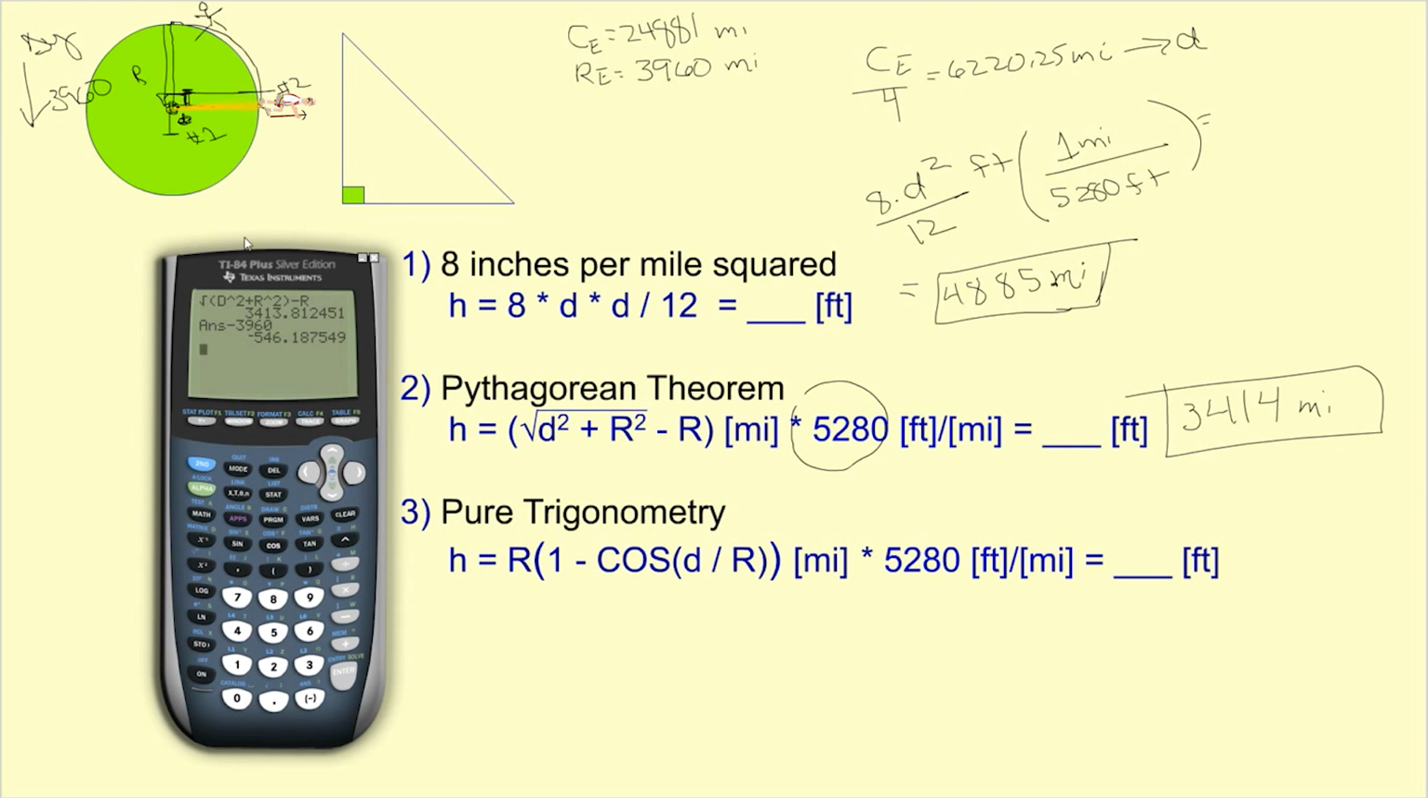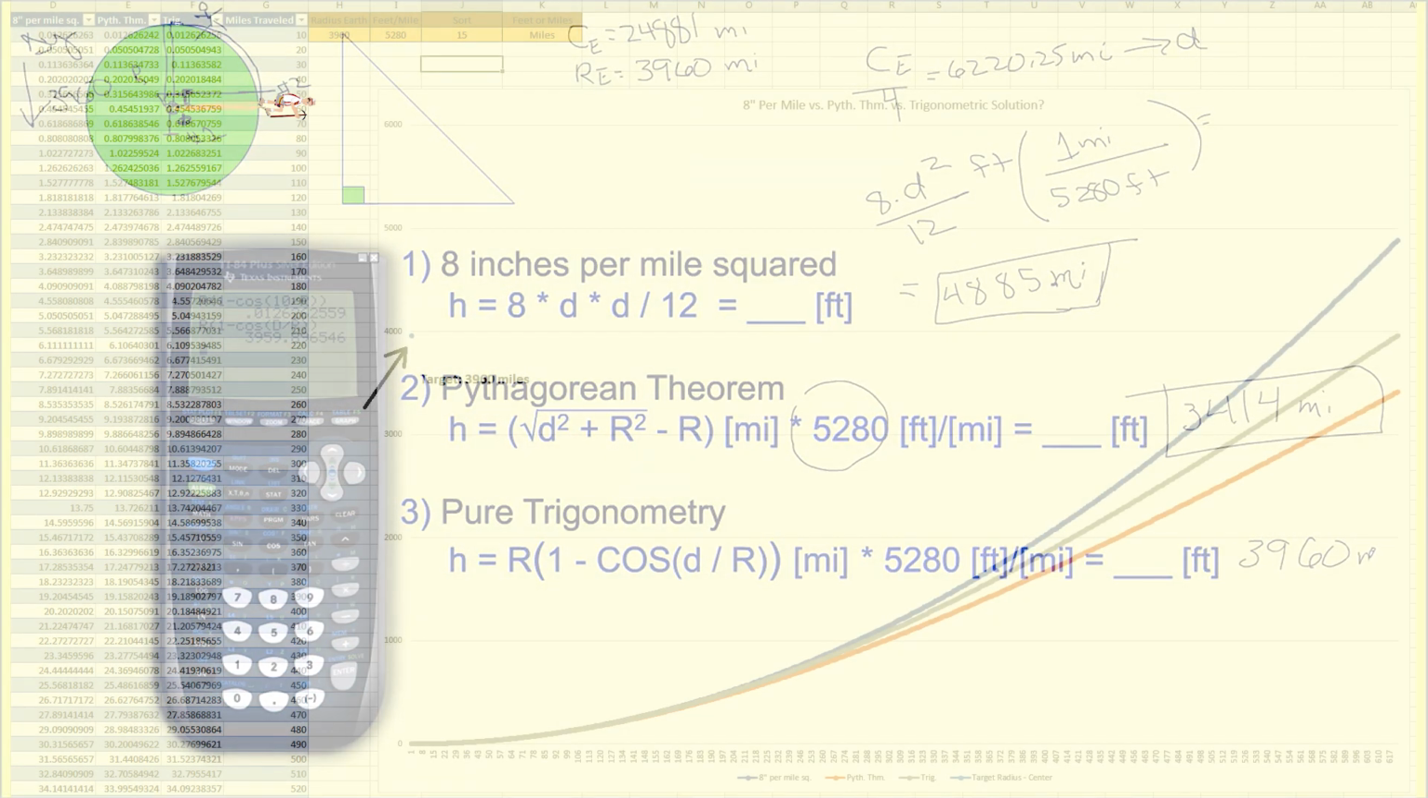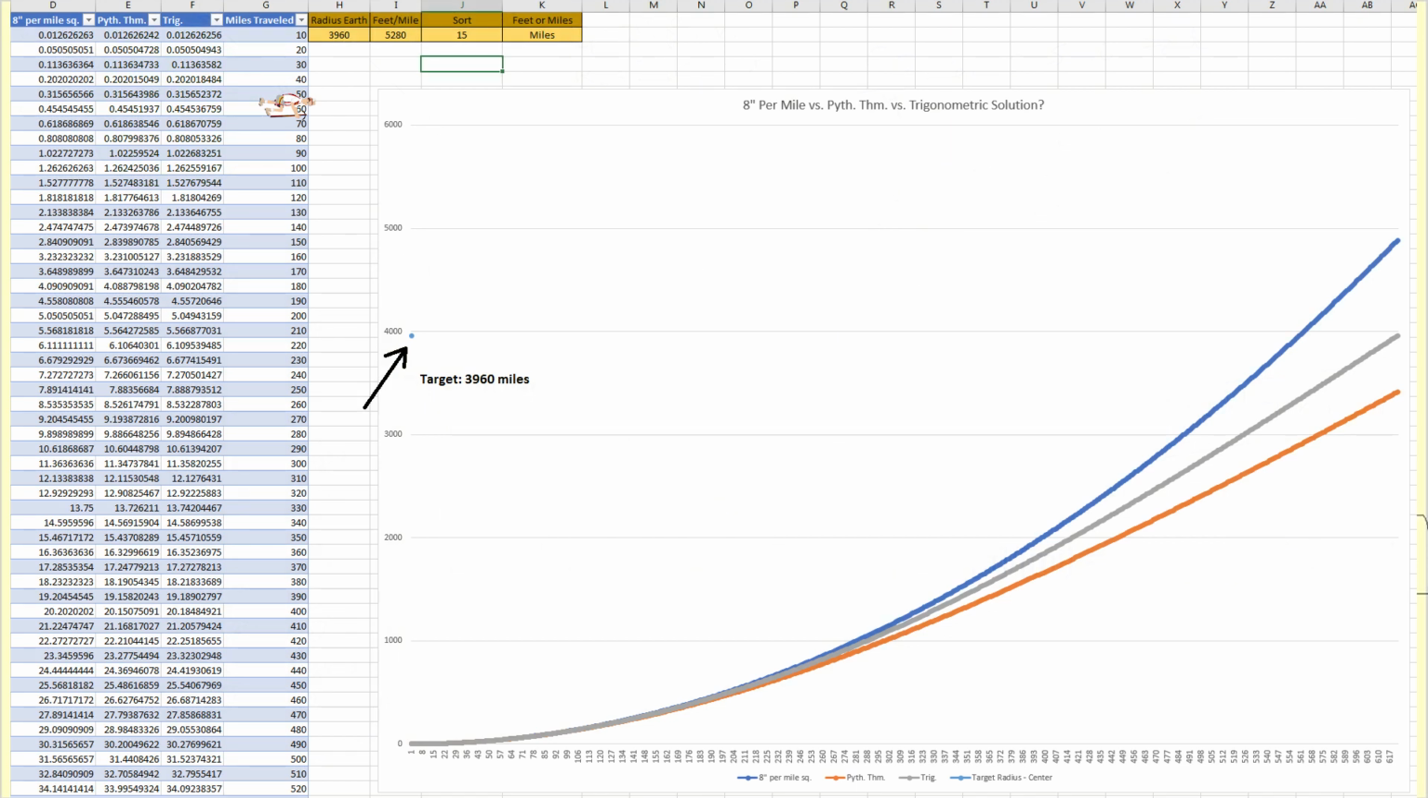That's our target. Now, I was boasting that trigonometry should be the way. Let's check it out. So we got R times quantity, 1 minus the cosine of D over R. Because D now is 6220.25. And what do we get? 3960. 3960 miles. That looks pretty accurate to me. I don't know, you be the judge.